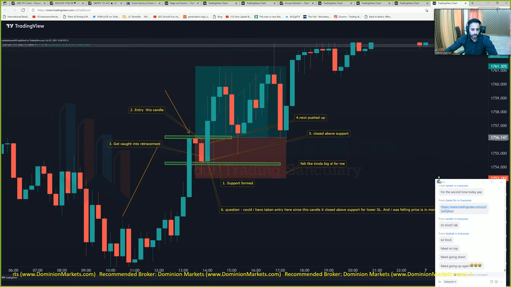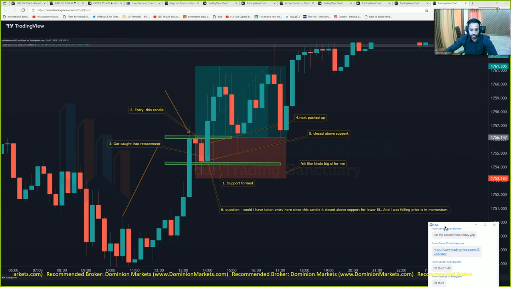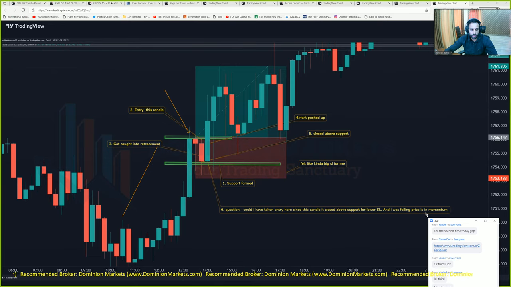Could I have taken entry here, since this candle closed above support, the lower support, and I was feeling the price and momentum? Yeah, you could have. I think you could have taken it as this candle started breaking the highs right here to the left-hand side. That's where I would have given my trade a second chance. I wouldn't have entered. I don't know where you entered. Entry this candle, I don't know why you entered over here. You needed this candle to break the high at this point to continue bullish.